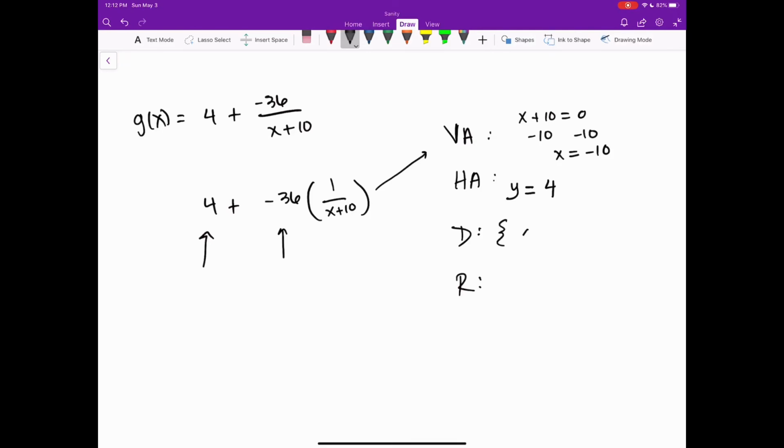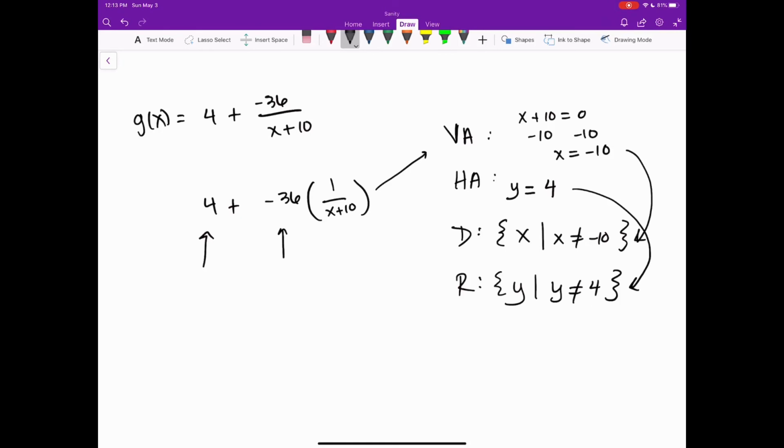Domain, all the x values such that, take a look at your vertical asymptote, x cannot be equal to negative 10. Range, the same with our y values. The set of all the y values such that, take a look at your horizontal asymptote, y cannot be equal to 4. All right. So make sure you can identify these key features here.